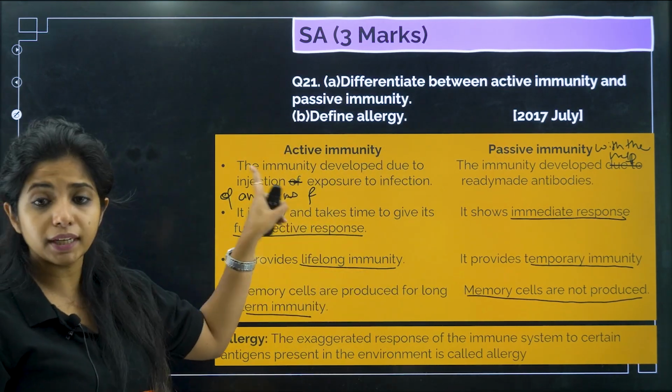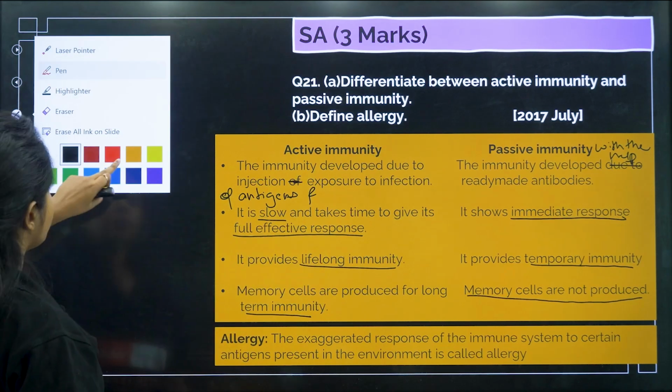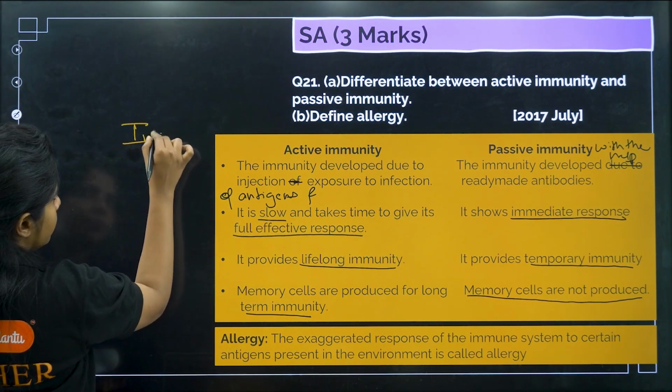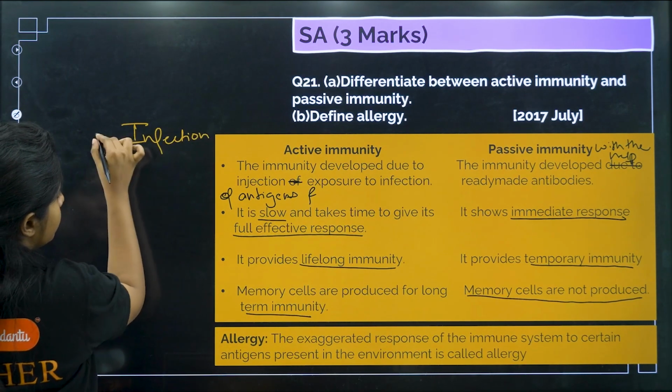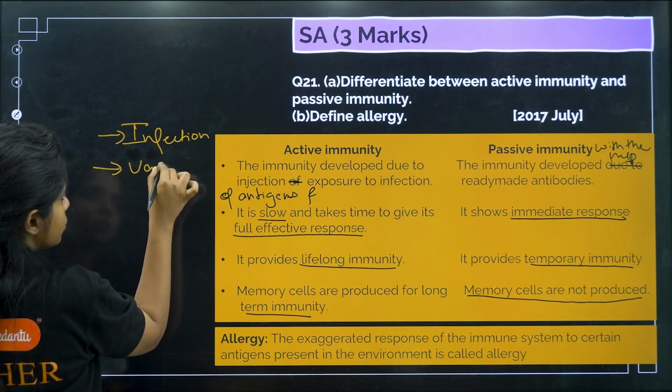Okay, active immunity, either you can achieve it from a natural infection, or probably you can achieve it during vaccination.